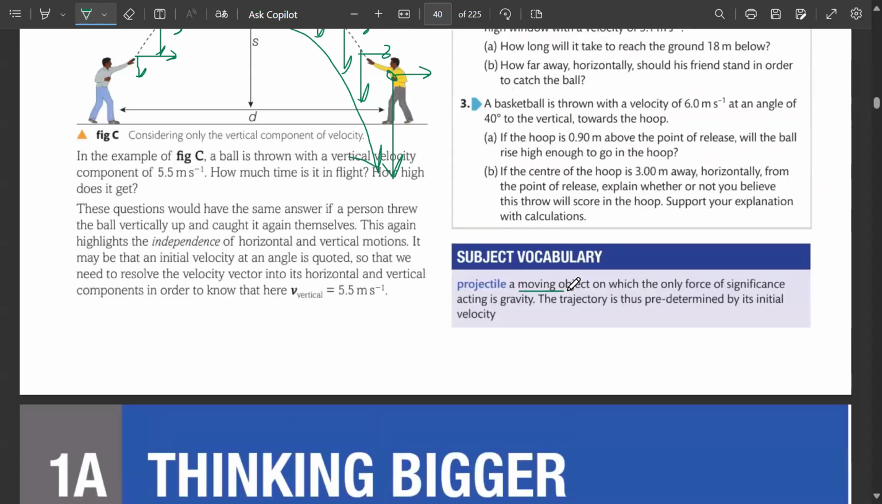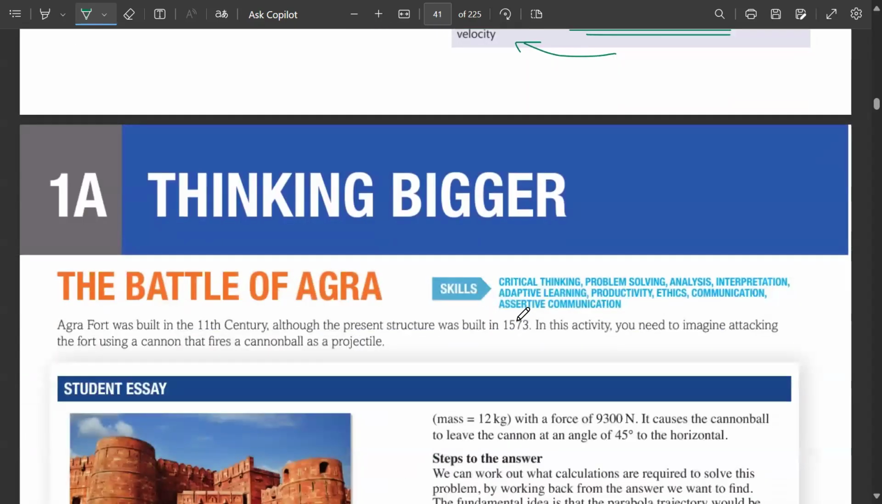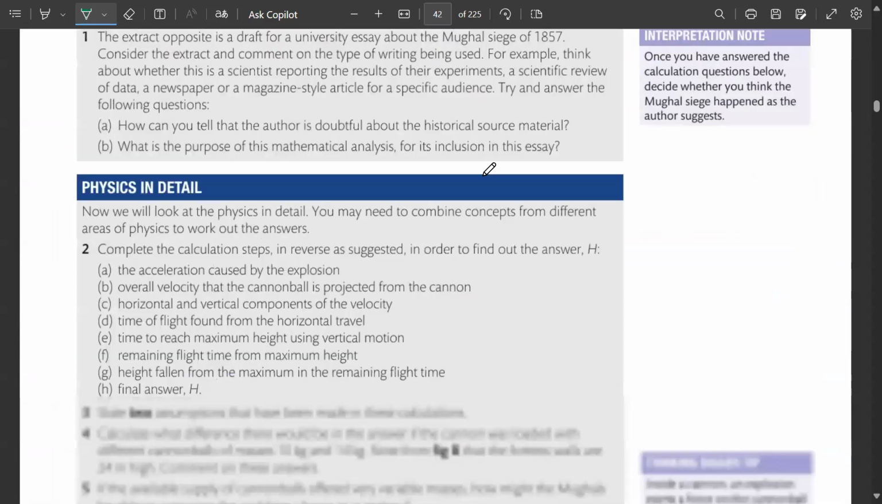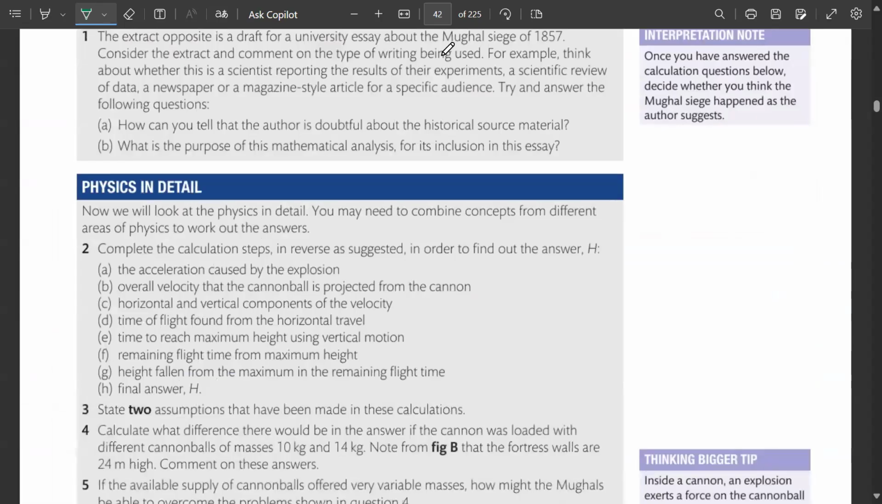So projectile is a moving object on which only force of significance acting is actually the gravity. The trajectory is thus predetermined by its initial velocity. And that is the end of your topic number one. You can complete the questions and then you can send me as well.